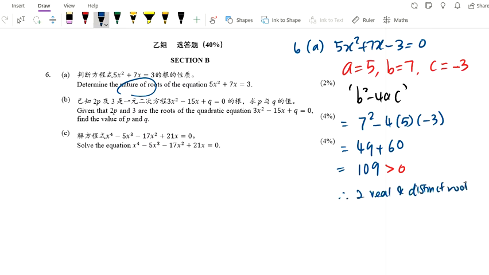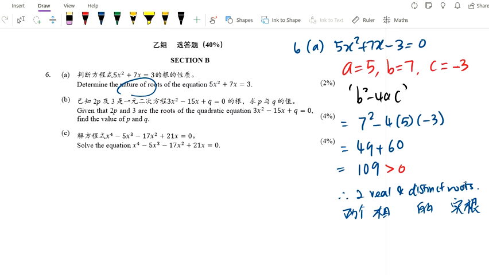In Mandarin we call it 两个实数根, real roots is 实数根, then distinct is 相异, 两个相异的实数根. Okay, put this.